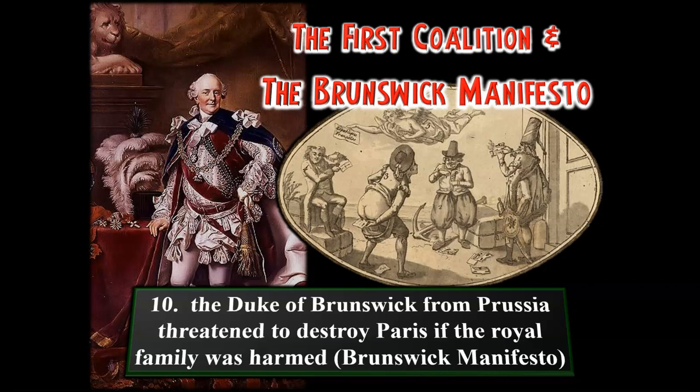The manifesto, in addition to threatening to destroy Paris if the royal family was harmed, as it says right there, the carrot to that stick is a promise to pillage and harm French civilians if they don't leave the royal family alone.